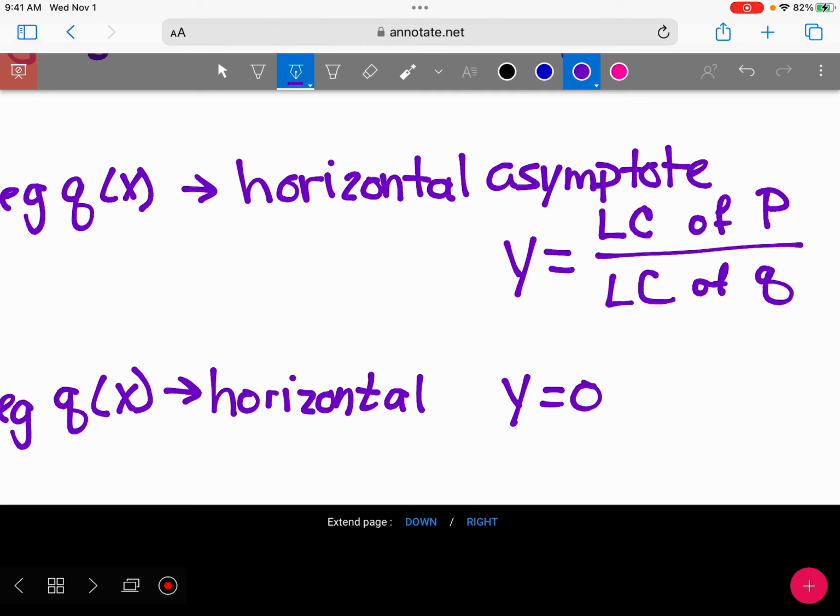So we will work with these tomorrow. We'll work with these tomorrow. And we'll work with these on Friday as well.